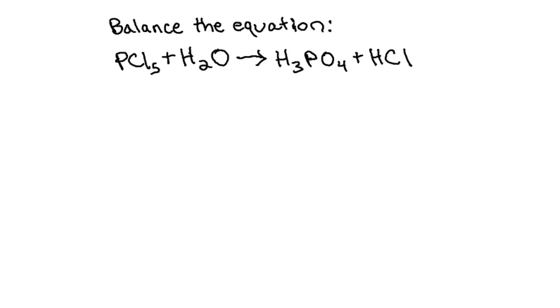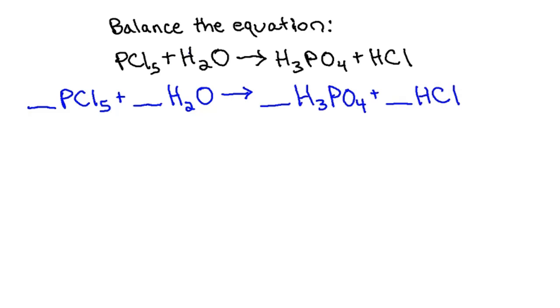Okay, so let's try to balance this equation. And I'm going to rewrite it so we can put the molar coefficients in front of these compounds. All right, so first I'm going to draw a line down the middle where the yield arrow is. And then we're going to start with P, with phosphorus.